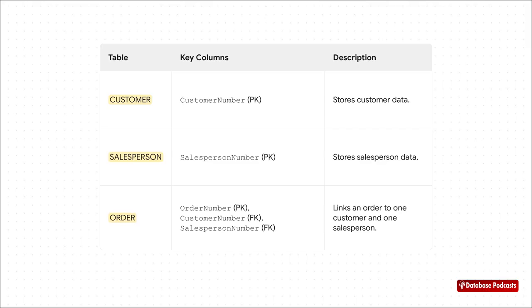And here's what that actually looks like under the hood. The order table is the hero here. It has its own primary key, the order number, sure, but the important part is that it also holds foreign keys that point to both the customer table and the salesperson table. This one structure elegantly links all three of those entities together for one single event.